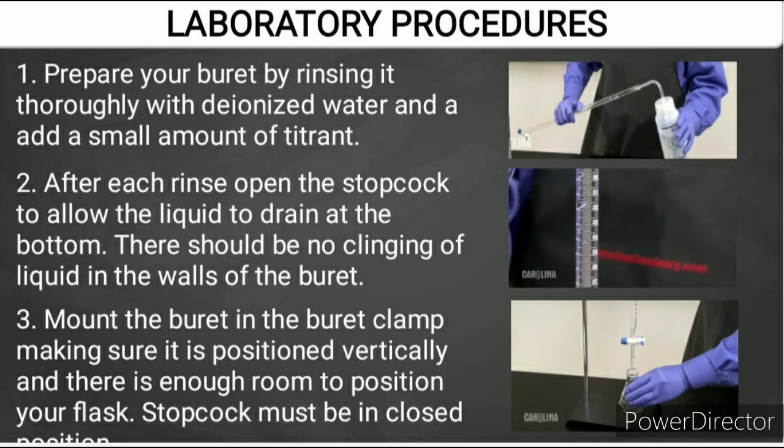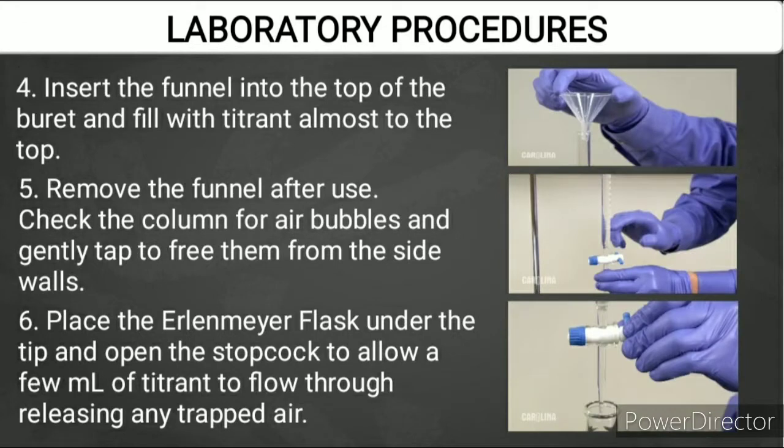Procedure number 3. Mount the burette in the burette clamp, making sure it is positioned vertically and there is enough room to position your flask. Stopcock must be in closed position. Procedure number 4. Insert the funnel into the top of the burette and fill with titrant almost to the top. Procedure number 5. Remove the funnel after use.